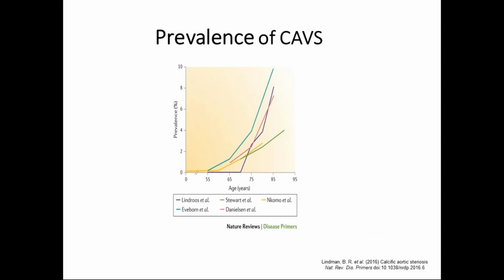So the prevalence on this graph is illustrated on the y-axis. On the x-axis is the age. And we know that age is by far the most important risk factor for calcific AS. The inflection point is about 65 years, where there is a sharp rise in the prevalence of that disorder. And estimates are that between 2 and 8% of the elderly population do have calcific aortic valve stenosis.